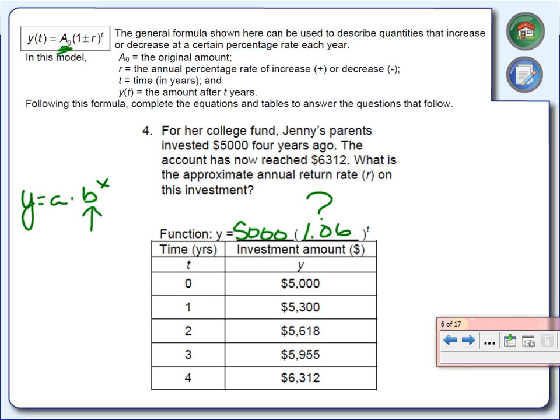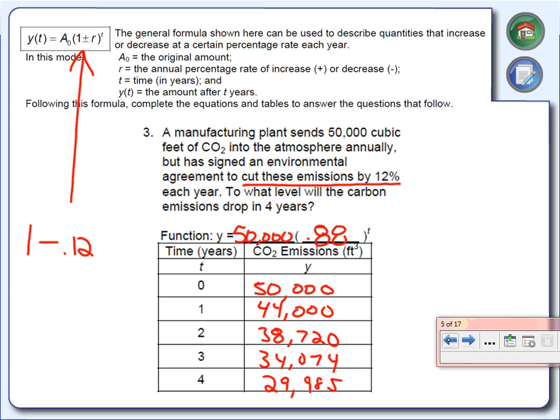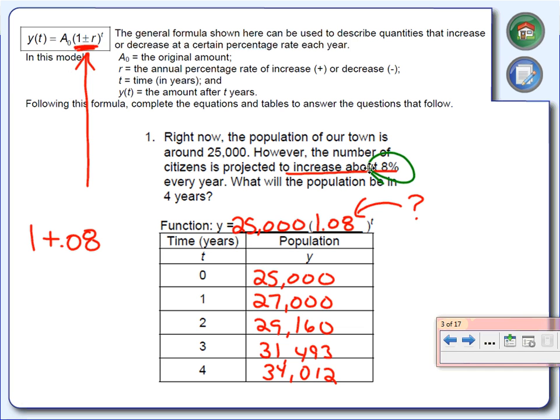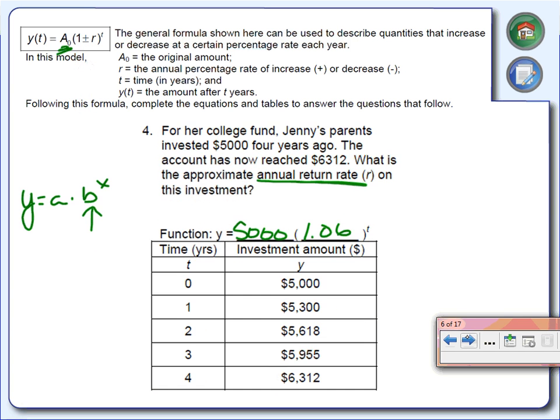Now, that's the equation. The question asks for the annual return rate, the R. We want to know, what is the R? Let me give you some previous ones that we looked at. Over here, the rate was 12%. Over here, the rate was 18%. Over here, the rate was 8%. So what I'm looking for is, what is the rate on this one that we just found here? Ah, very good. And where did you find that 6%?